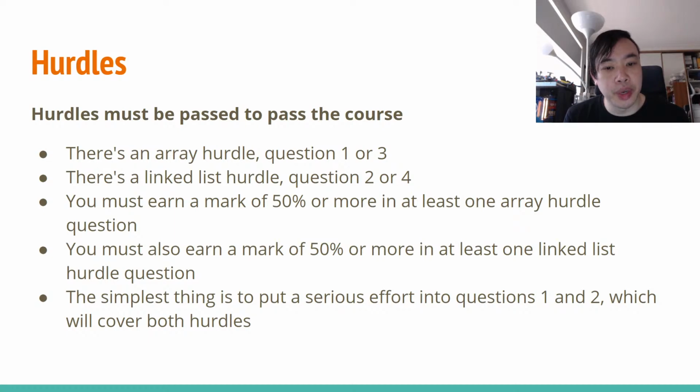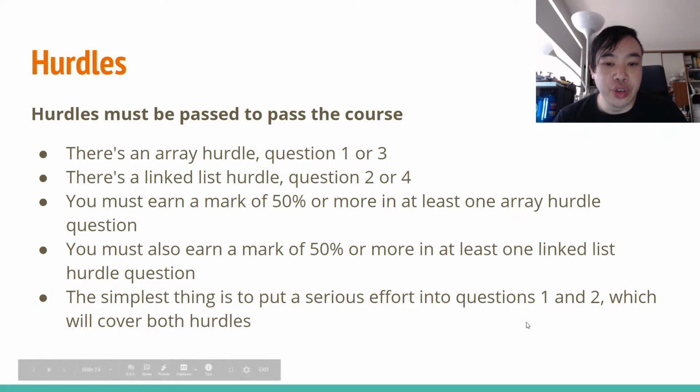So you don't have to get perfect marks in one array question, and you have to get more than 50% of the marks in one linked list question. So the array and linked list questions in the set of 8 questions, these are the practical questions, alternate. So question 1's arrays, question 2 linked list, question 3 arrays, question 4 linked list. So we're going to alternate back and forth there. And so you can pass the hurdle with either question 1 or 3 or questions 2 or 4.